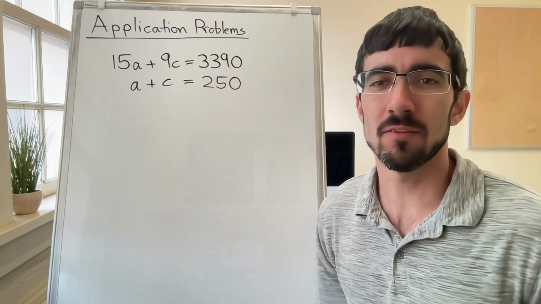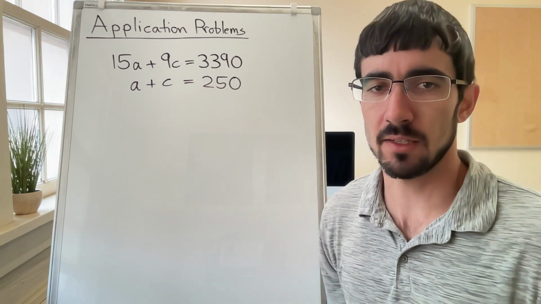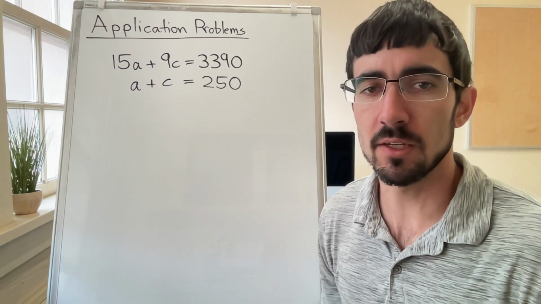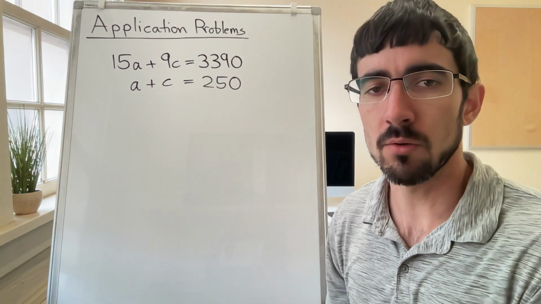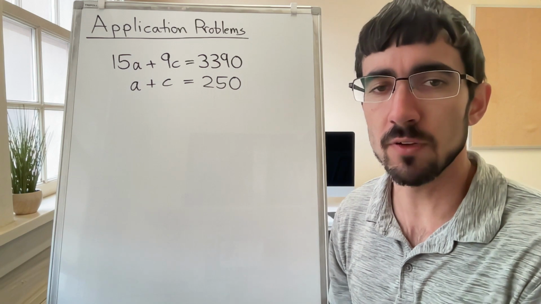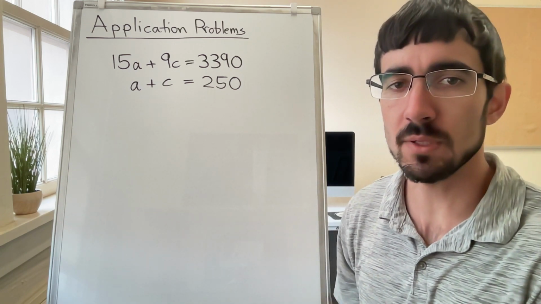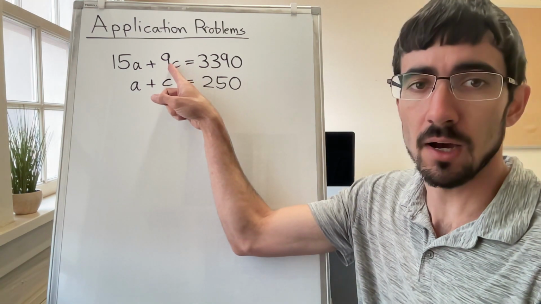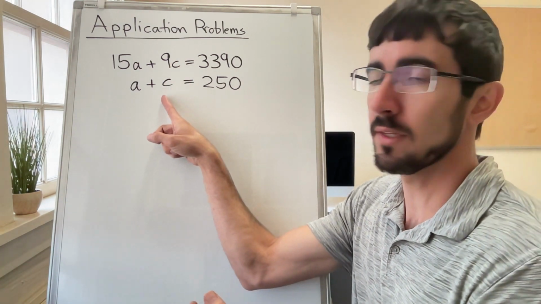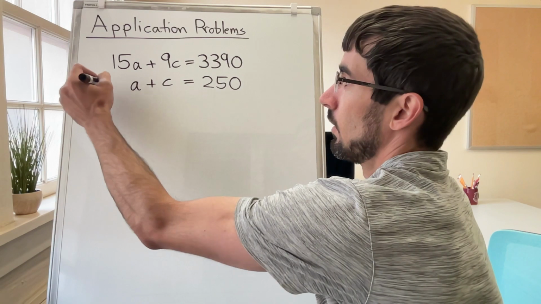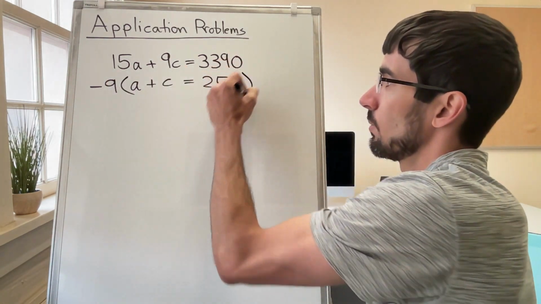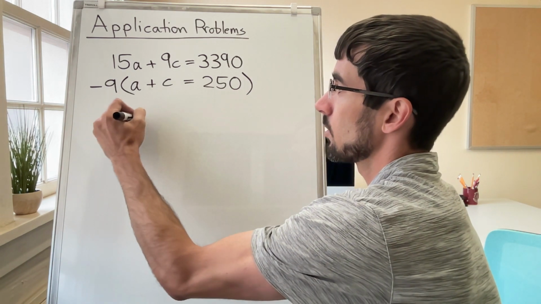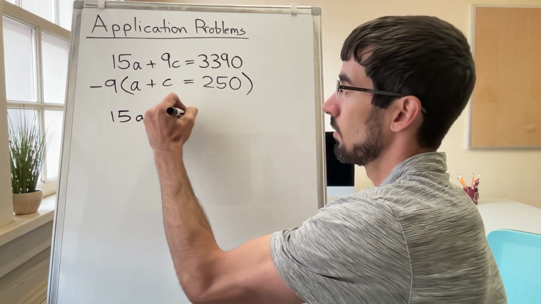I will choose to solve this system of equations by addition. And so remember, the first step for solving equations by addition is to multiply one or both equations so that the coefficients of one variable are opposites. I will choose to do that with the variable c. So this is 9c. If I can multiply this by -9, then those coefficients will be opposites. So let's rewrite what we have after multiplying the second equation by -9.